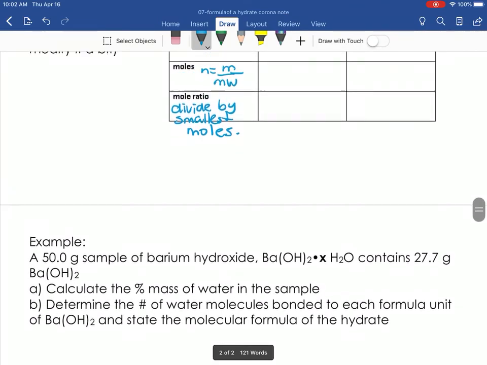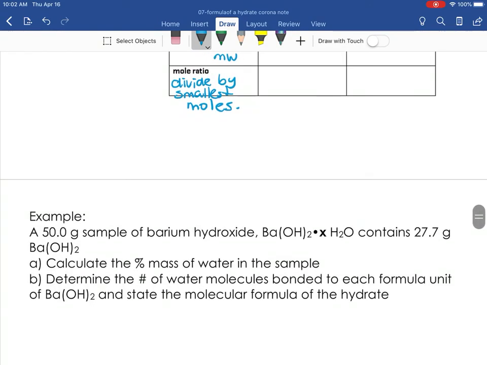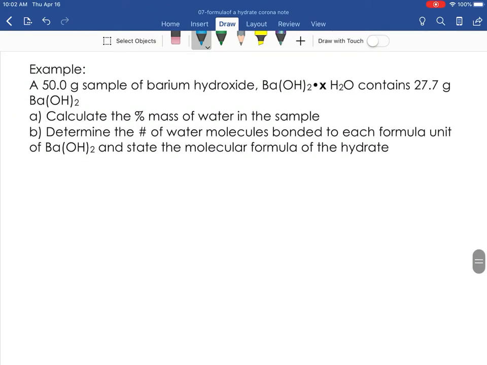So we're going to use this chart again. Okay? Because we've already looked at this concept, we're just going to get right into an example. A 50-gram sample of barium hydroxide, Ba(OH)2, with some kind of water molecules attached to it, contains 27.7 grams of barium hydroxide. We're going to calculate the percent mass of water to review that, and then we're going to determine the number of water molecules bonded to each formula unit, and then our final answer will be the molecular formula of the hydrate, or you could just write simply formula of a hydrate.